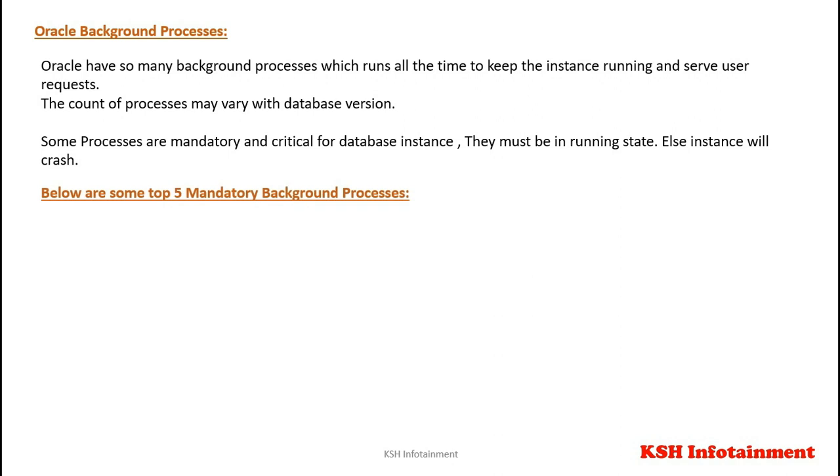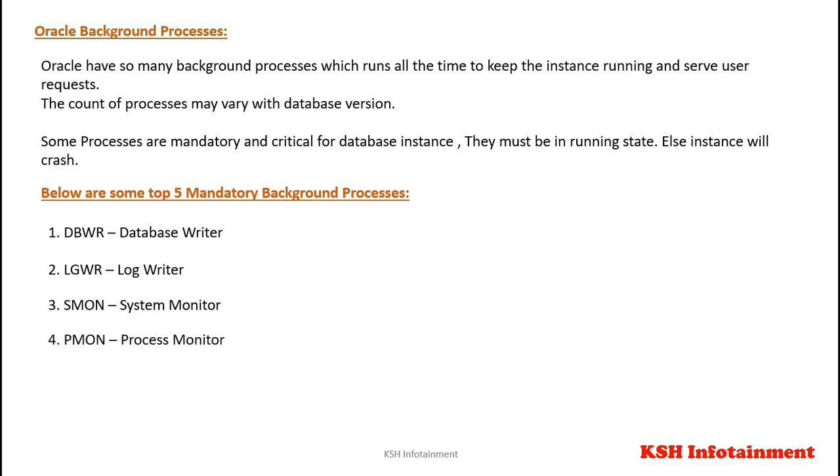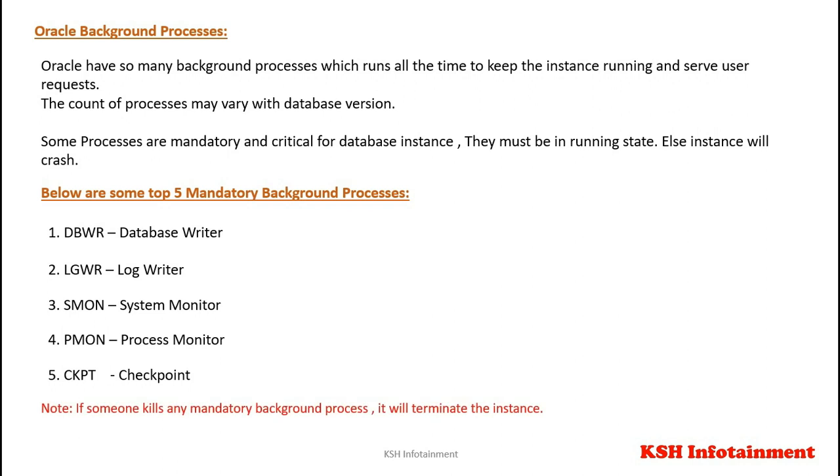Below are the top 5 mandatory background processes. First one is DBWR, that is database writer. Second is LGWR, that is log writer. Third one is SMON, that is system monitor. Fourth one is PMON, that is process monitor. Fifth one is CKPT, that is checkpoint. One thing you need to note here: if someone kills any mandatory background process, it will eventually terminate the instance.